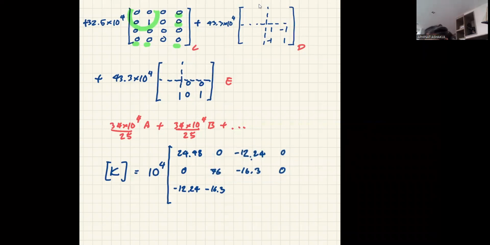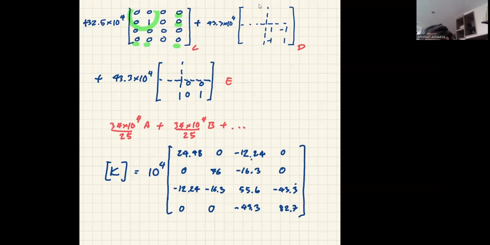Okay. Now in the line of symmetry, you expect to get it right. 55.6, minus 43.3. And let me expand that a little bit. Okay, here it must be 0. Yes, here it must be 0. Here it must be minus 43.3. And here's a number that you must get. It's 82.7. Okay. That is the stiffness matrix of the system.